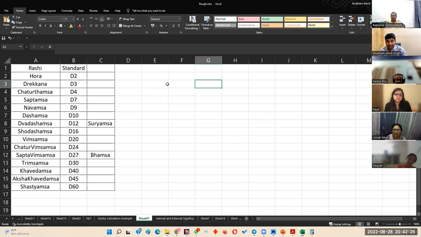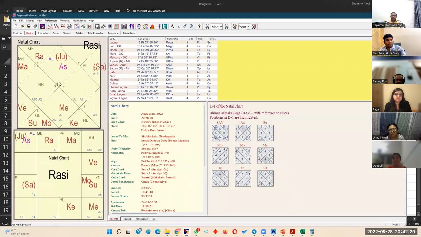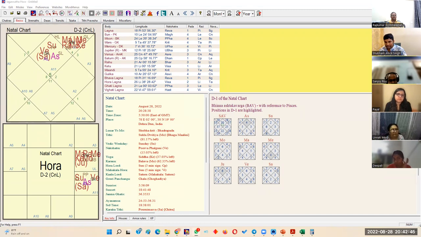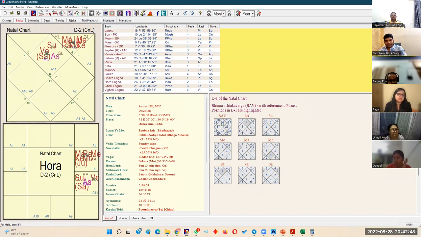Hence, I told you there are differences of opinion, but I am teaching you what is normally done, how to calculate this D2 chart which Jagannath Hora shows you right here. Basically, any planet going into Leo is ruled by Sun and is not going into Leo. Any planet going into Cancer is ruled by Moon and not going into Cancer. This is how it should be understood. This is the basic understanding method.